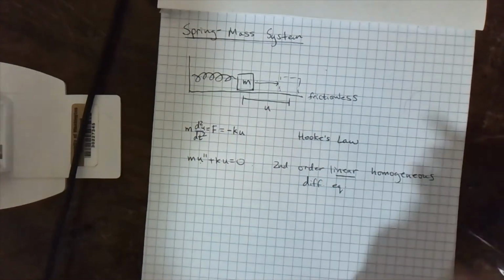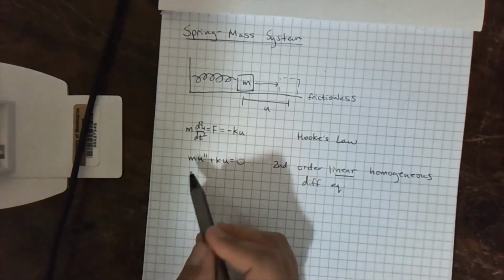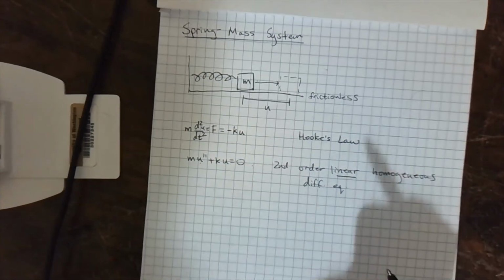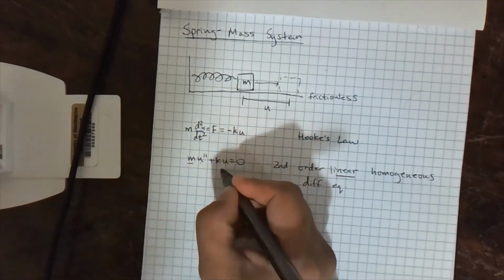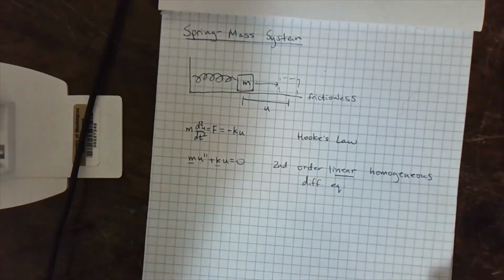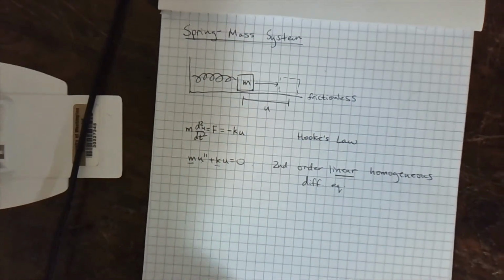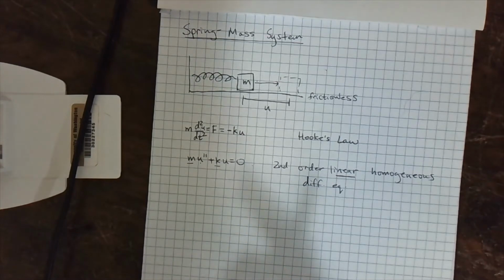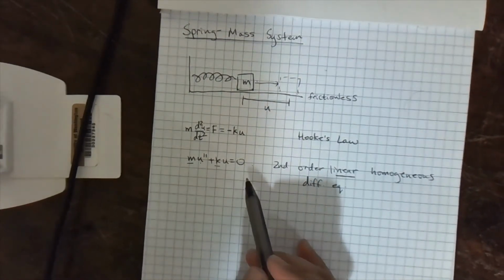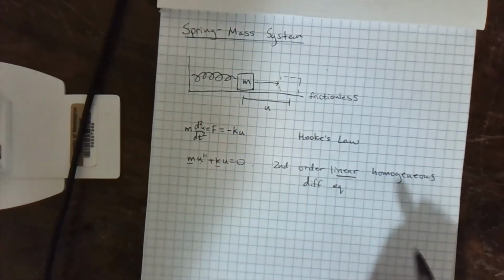Linear, meaning it's linear in the dependent variable, so linear in u. And this one's actually even easier. The coefficients are constants. There's no t here. So that's good. And we're actually going to start by talking about second order linear differential equations with constant coefficients.